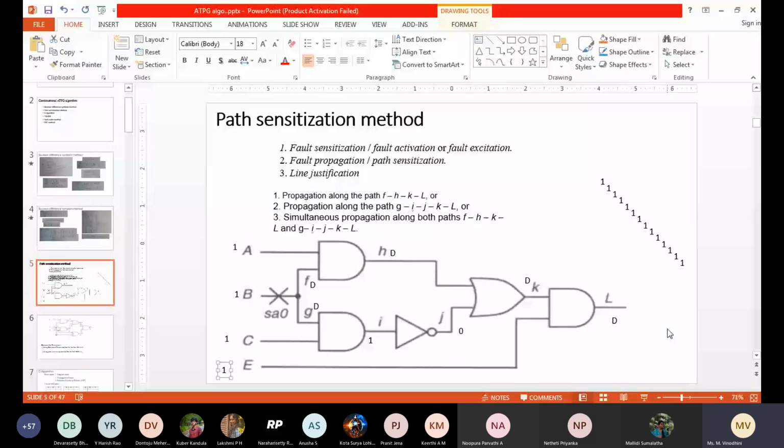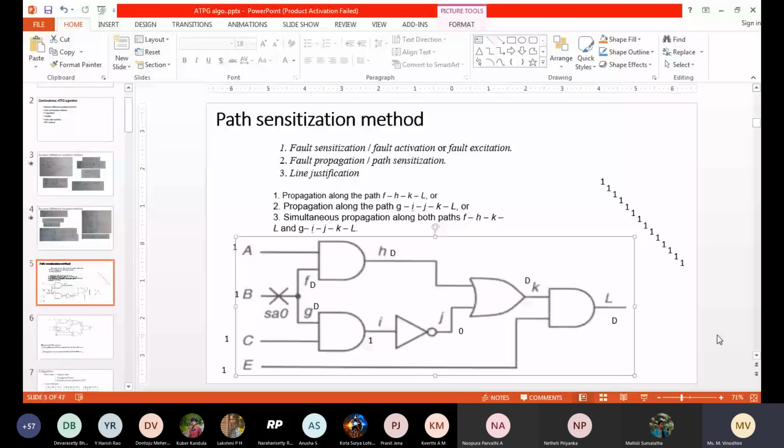Okay, now let me start the line justification. We are able to propagate, it is success. Now, can I have E as 1? Yeah, possible. Primary input. I can have E as 1. So this is justified. Now coming to this OR gate.